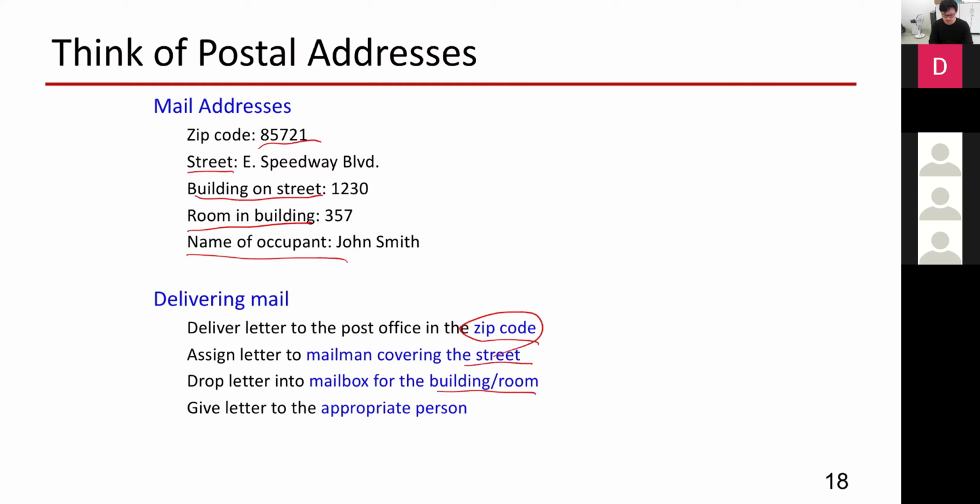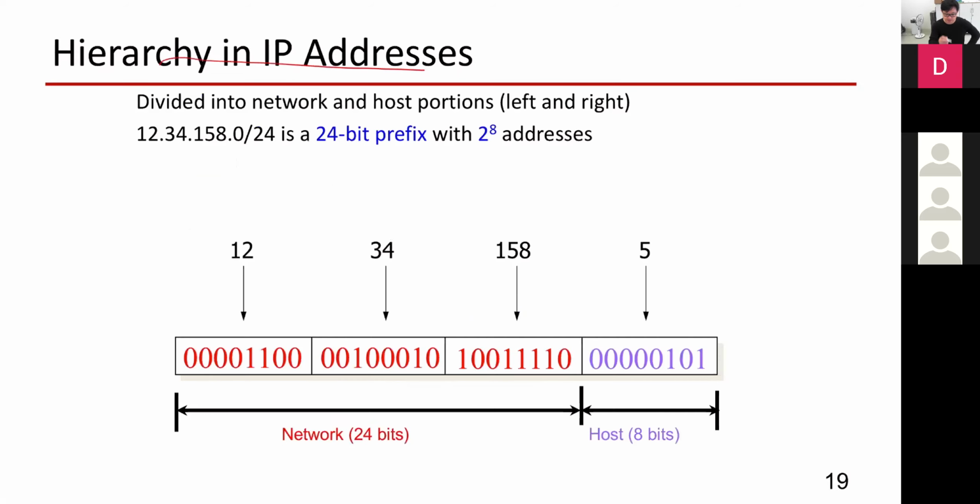Okay, they're all hierarchical. So IP is just copying the postal system, and they are doing exactly the same hierarchical method. So, hierarchical in IP addresses: divide into network and host part. Oh, we talked about this, right? Divide the network and host bits.